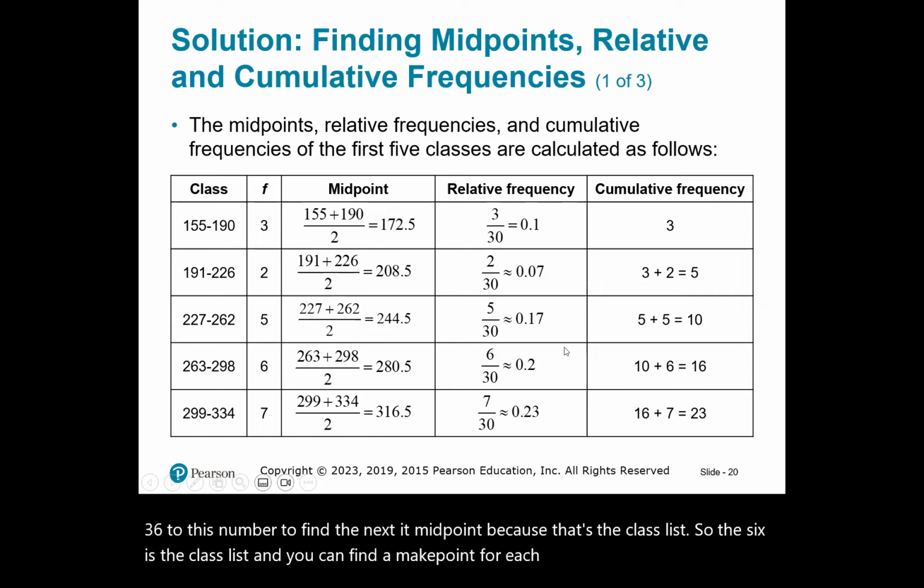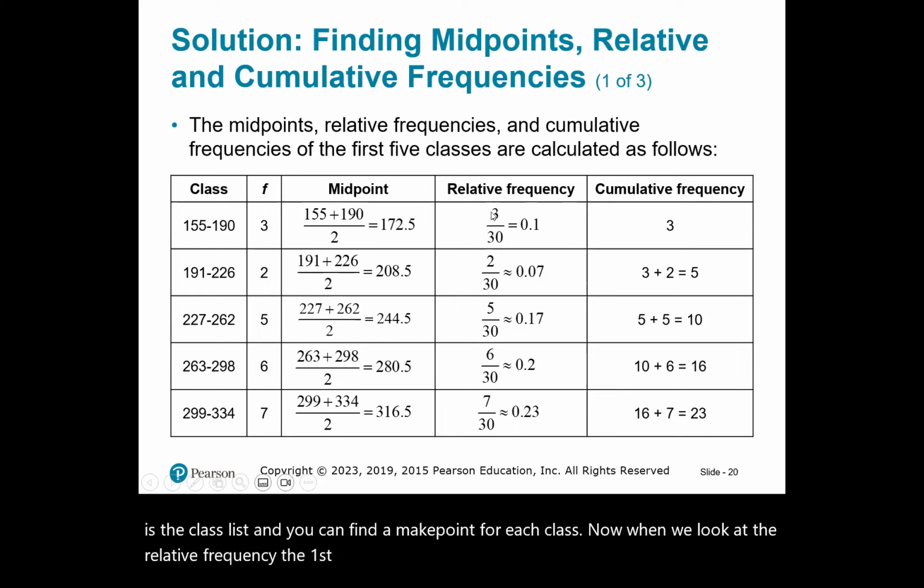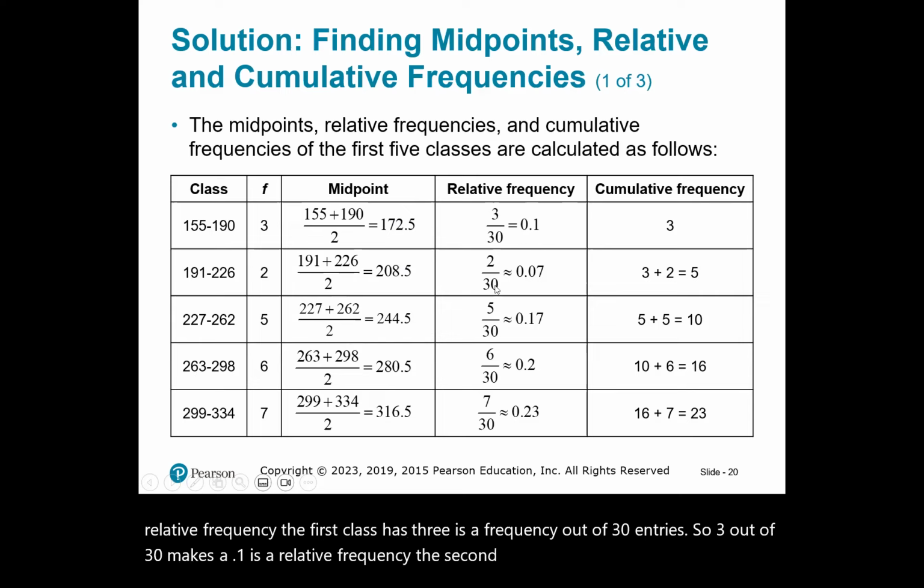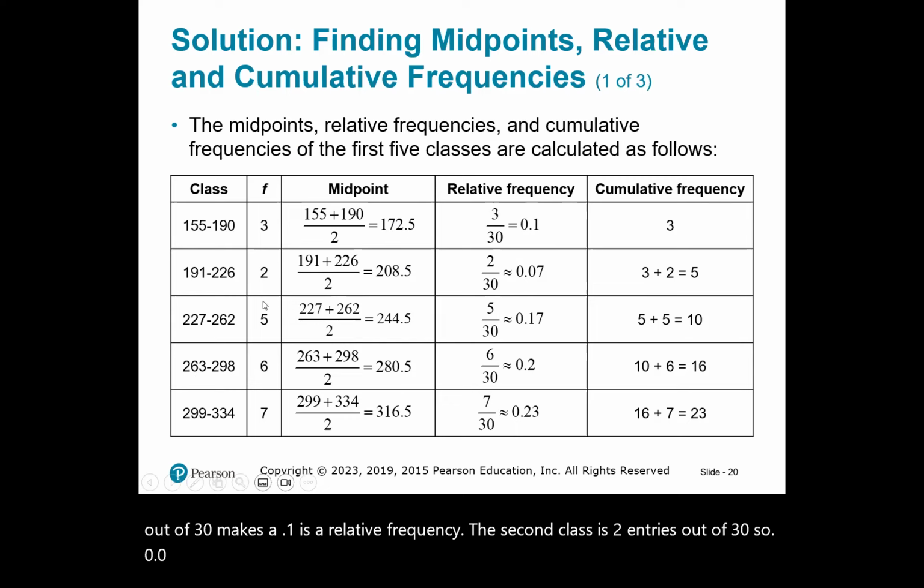Now, when we look at the relative frequency, the first class has 3 as a frequency out of 30 entries. So 3 out of 30 makes 0.1 as a relative frequency. The second class has 2 entries out of 30, so that makes 0.07. The third class has 5 entries out of 30 data entries, that makes 0.17. And this is how we calculate the relative frequency.